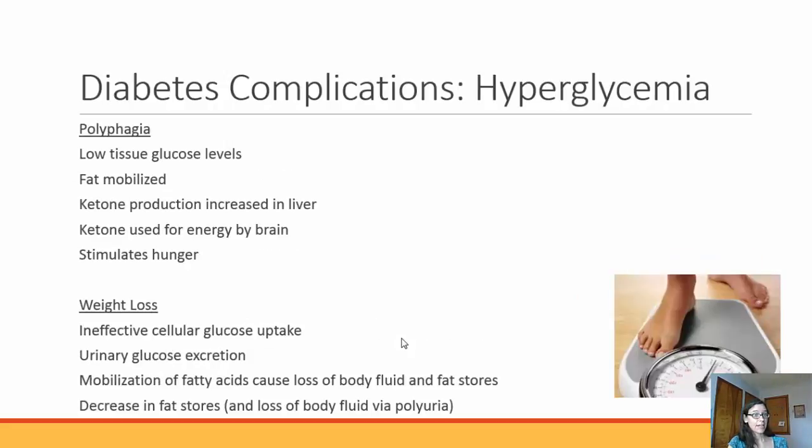Next, we have polyphagia because our cells aren't getting the glucose that they need. Because they're not getting the glucose, our fat cells are being mobilized. We're producing ketone bodies in the liver for our brain, and our brain is saying, "Wait, what? I'm to the point where I'm relying on ketones. Let's get some glucose up in here. Let's stimulate hunger." So the person is basically starving, and they're eating, polyphagia. And then we may have weight loss, especially in type 1 diabetes, because we're just not getting enough glucose. We're excreting more glucose. We're mobilizing our fat so that we can get some energy, and this leads to decreased fat stores.